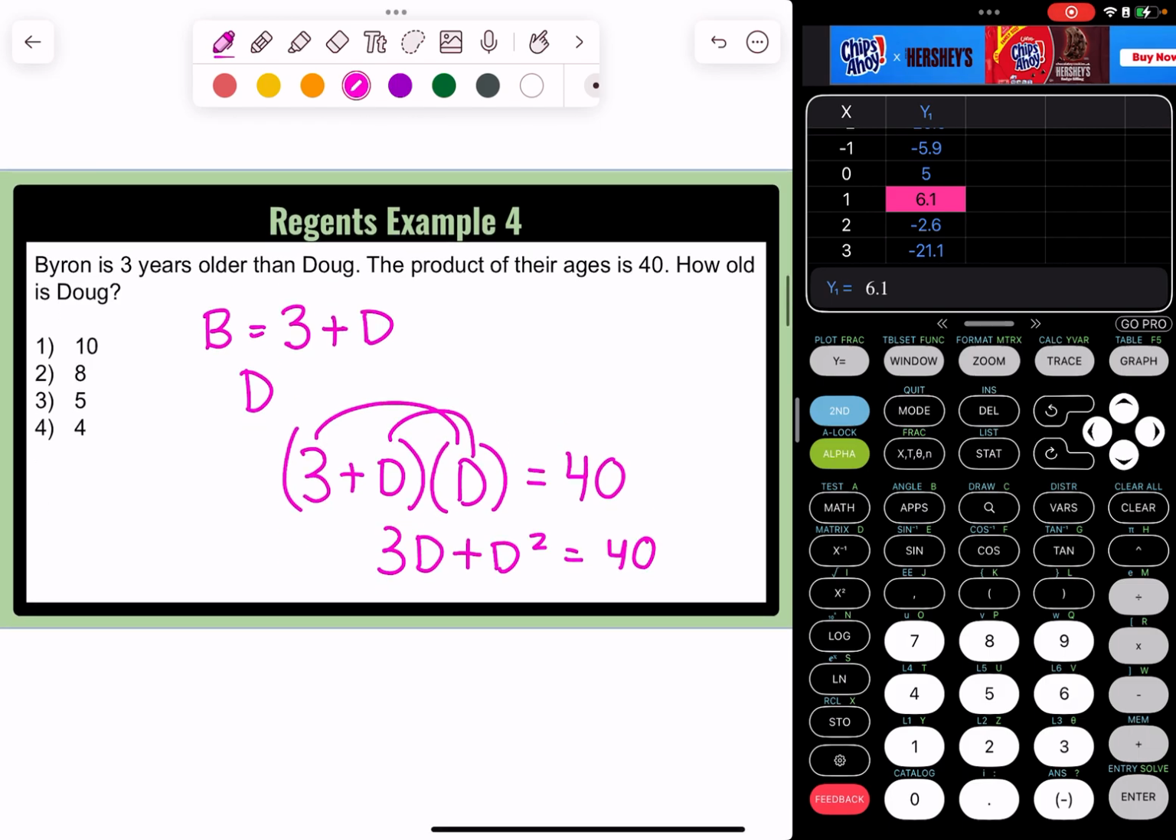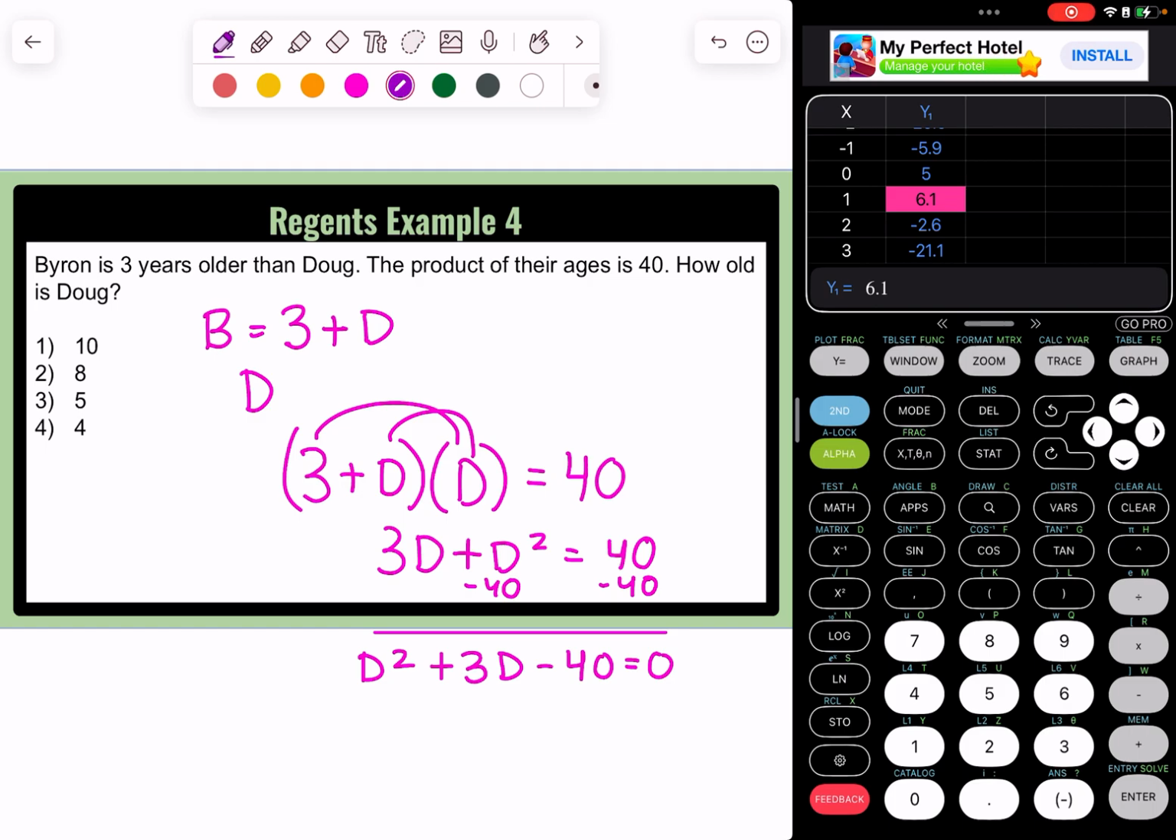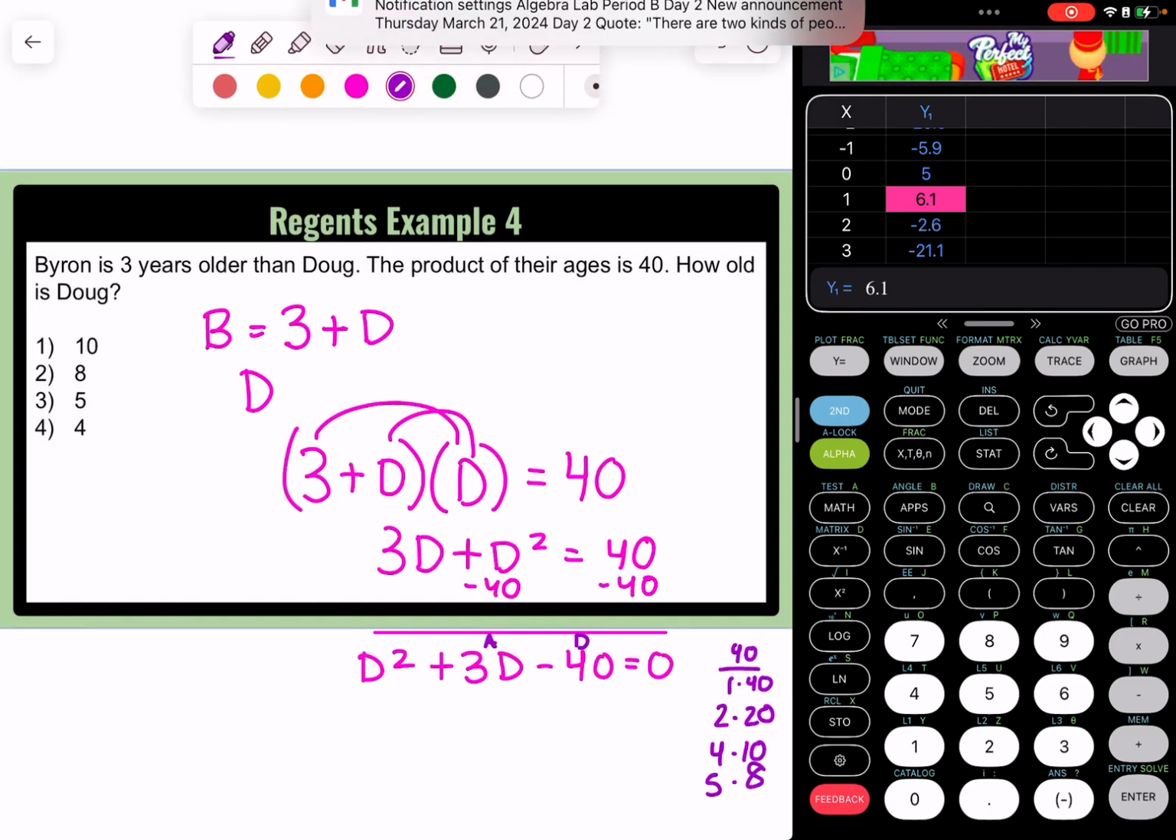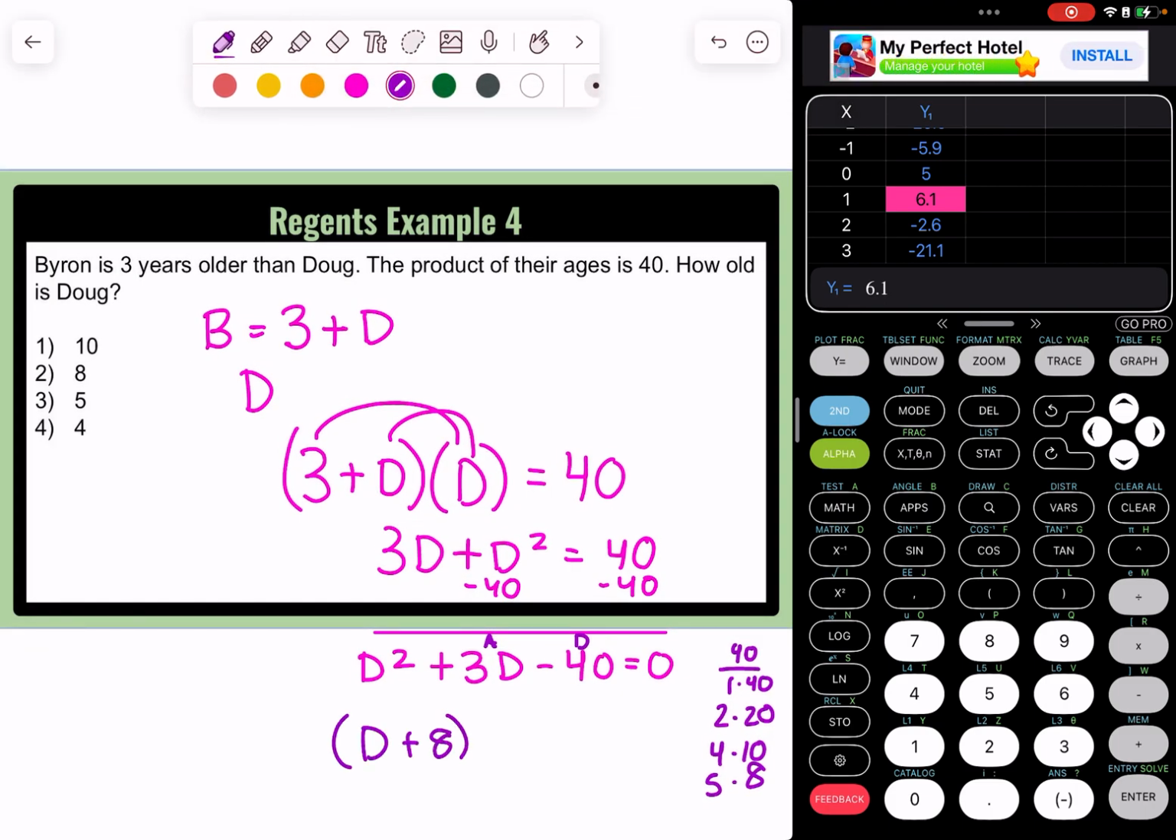Let me see what we can do here. Let's try subtracting 40 and get it equal to 0. So that would give me D squared plus 3D minus 40 equals 0. I just want to write it in standard form. I'm going to see if I can factor here. Can I find a number that adds to 3 and multiplies to negative 40? Let's think about it. What numbers multiply to 40? 1 and 40, that will never be 3. 2 and 20, 4 and 10, that's not going to work. 5 and 8. Ooh, 5 and 8 could work. Let's have D plus 8 and D minus 5 equals 0.